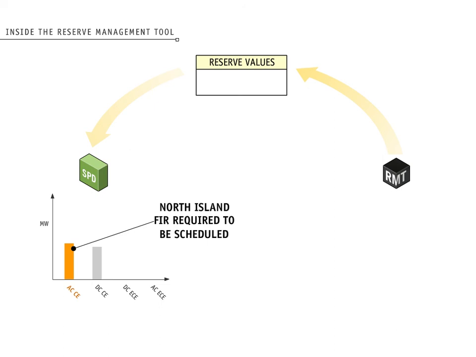Under the National Market for Instantaneous Reserves, or NMIR, this reserve can be procured in both islands for an AC risk. RMT models both islands together in its reserve calculations. For DC risks, the total amount of reserve must be procured in the receiving island.